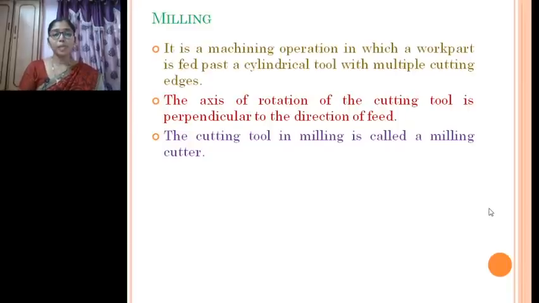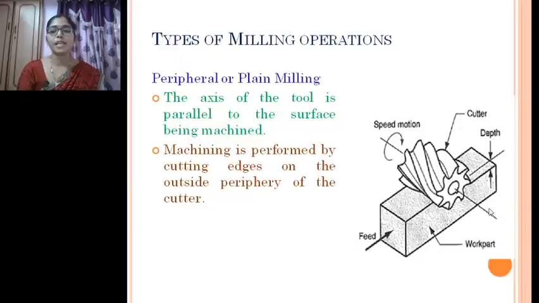Next, coming to milling operation. Now milling uses a multi-point cutting tool. Milling is an operation which uses multiple cutting edges. So in this particular operation, the tool which is used has multiple cutting edges, and during the machining operation these multiple cutting edges will be participating in the material removal process. These multiple cutting edges on the surface are called teeth.